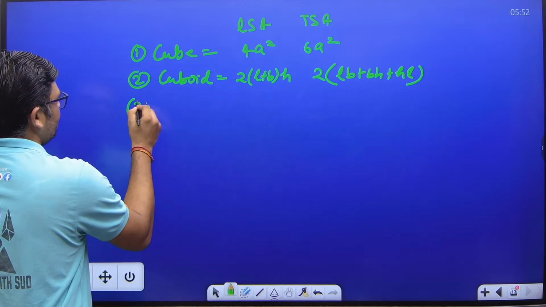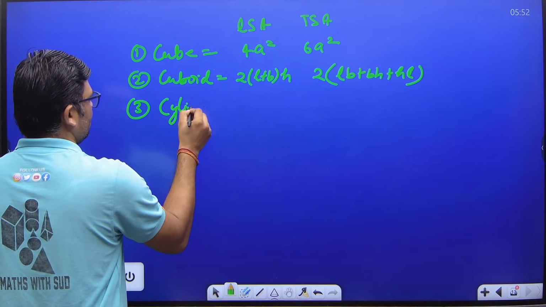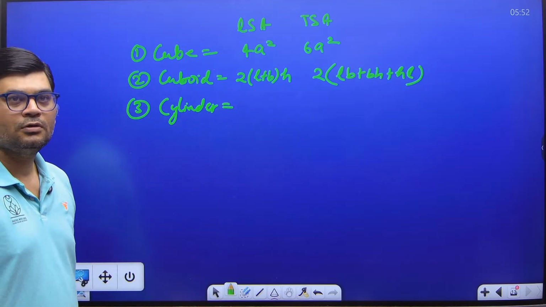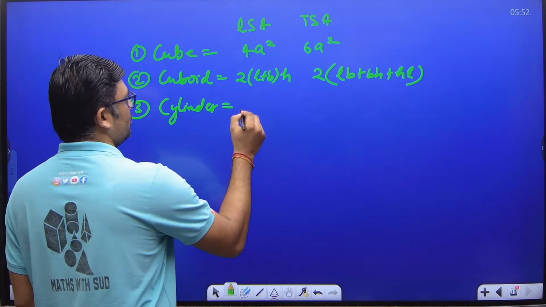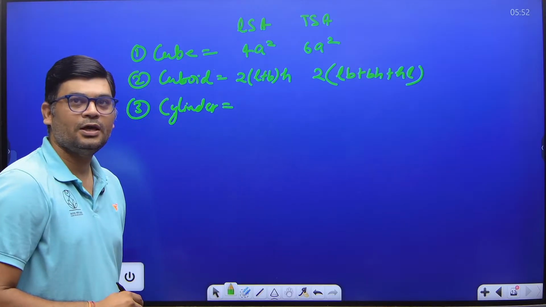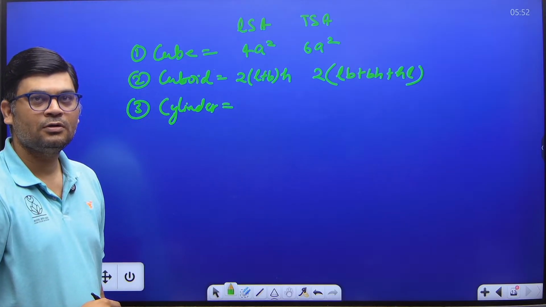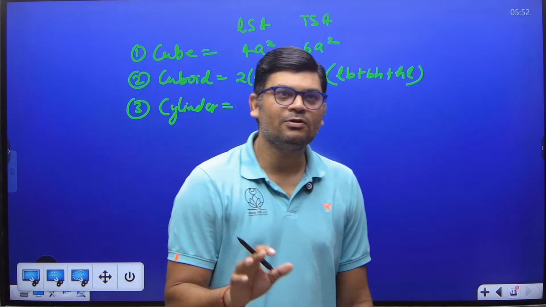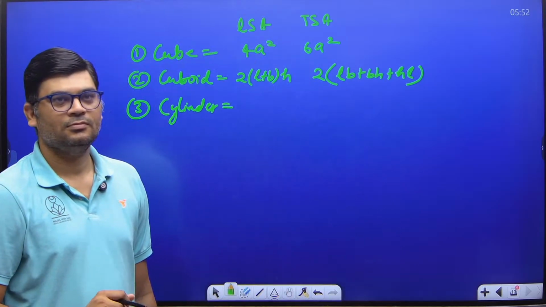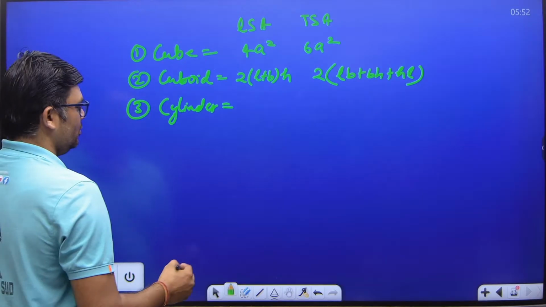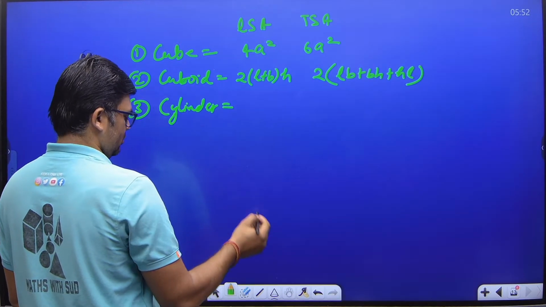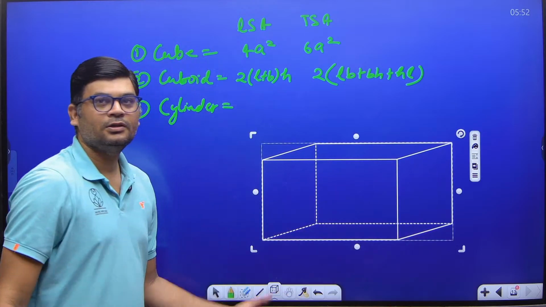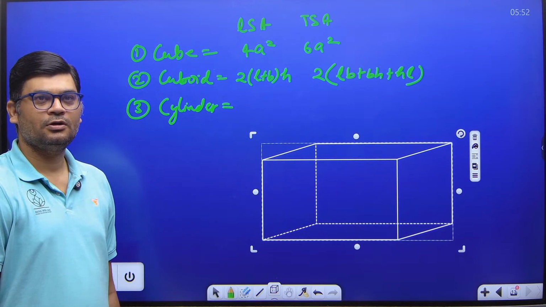That's how we do it for the cuboid, then cylinder. Wait, what is a cuboid? Is that like a rectangular prism? Yeah, rectangular prism. You can say it is a rectangular prism. I will show you if you want to see. See, this is cuboid.